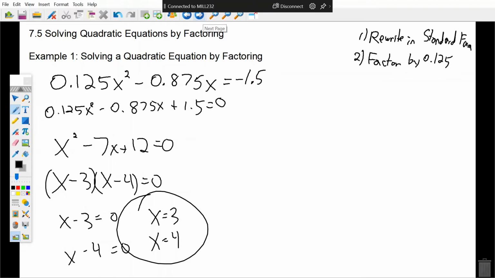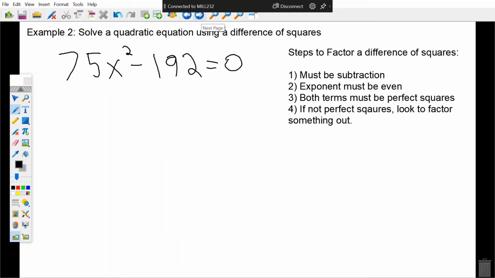The next one is called a difference of squares. Now some of you may have done a difference of squares before. If not, there are certain requirements that have to be met to factor by a difference of squares. Step 1, it must be subtraction, which it is. Difference of squares means subtract. Step 2, any exponents you have must be even. Our exponent is even. That's good.